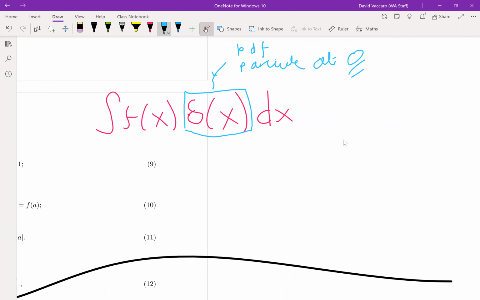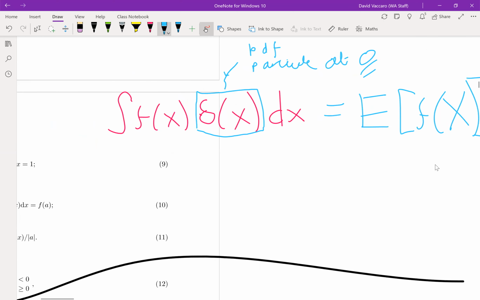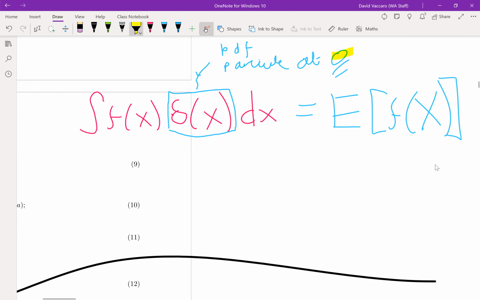Now, obviously, if we do the integral of f x multiplied by a PDF, then that just gives me the expectation of f of my random variable. But if I'm taking the expectation of my random variable, in this instance, my random variable is just at 0. So this integral is just f of 0.